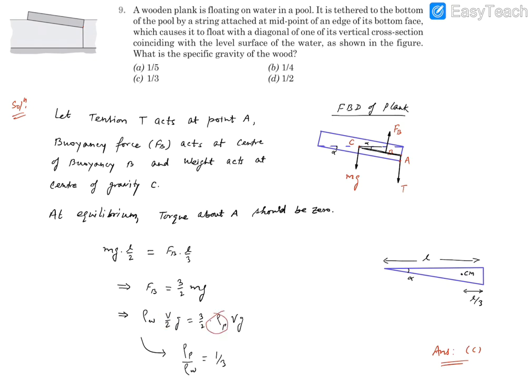And on the other side, you have density of plank times total volume times g. Volume and g get canceled out. So density of plank divided by density of water comes out to be 1 by 3. And we know density of plank divided by density of water is known as the relative density, or specific gravity, of wood. And it comes out to be 1 by 3. Hence 1 by 3 will be our correct response. That's how option C will become our answer. Understood? Thank you.